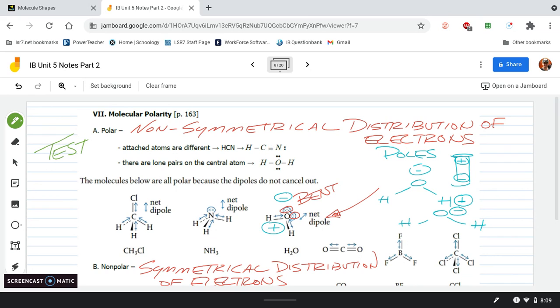So if you look at a molecule and you get a yes for this or a yes for this, it's polar. If you get two no's, it's going to be not polar. Okay, so the attached atoms are different. So what I mean is that the X's are not the same. Okay, so if you look at this one, here's our central atom, carbon. It has an H on one end and an N on the other. So that means it doesn't look the same from all angles, so it's automatically polar.